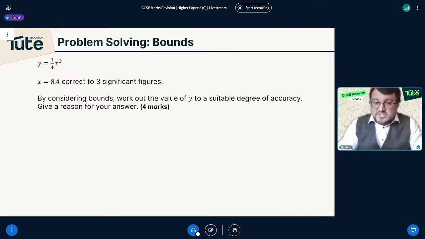Consider bounds. It says it right there in the question as well, doesn't it? Work out the value of y to a suitable degree of accuracy. Give a reason for your answer. Again, reason. Show your understanding. Your time to shine, people.